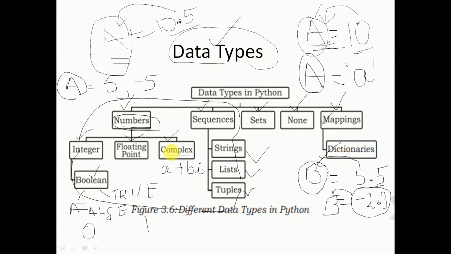Complex, that is complex number. So if you represent something like 2 plus 3i, x is equal to 2 plus 3i, that means the data type of x is complex.